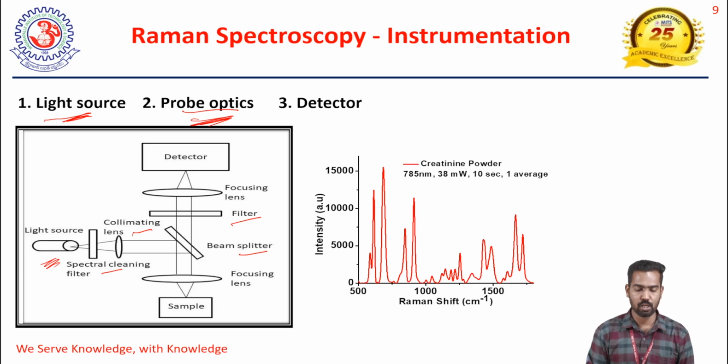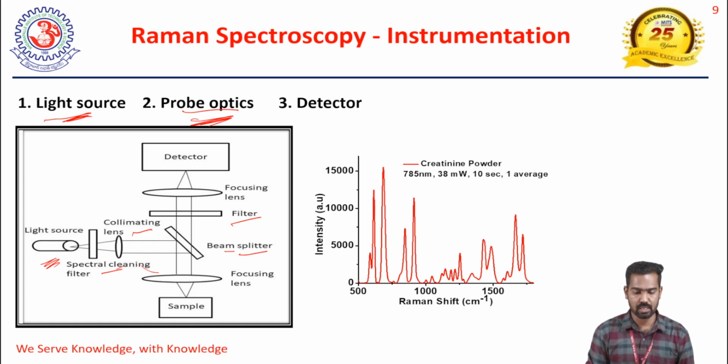So what is the meaning of this? It's very easy to understand. Lens, as you already know, we can use a convex lens, and the purpose is focusing the light. And what about the beam splitter? The term itself says it: it splits the light into two parts.